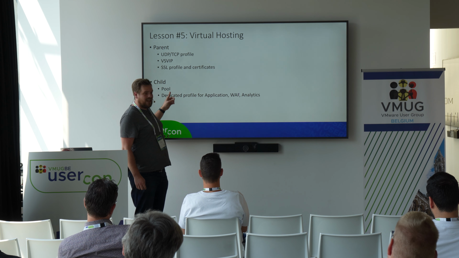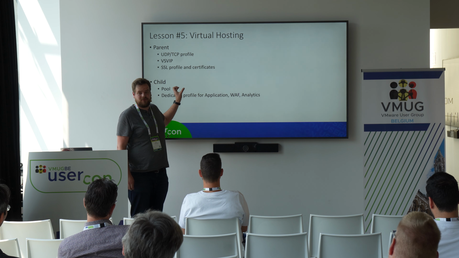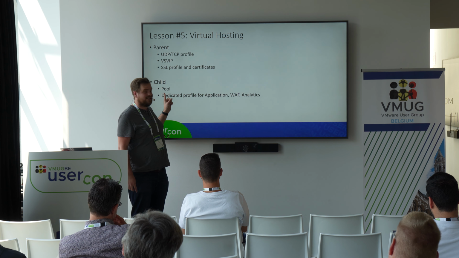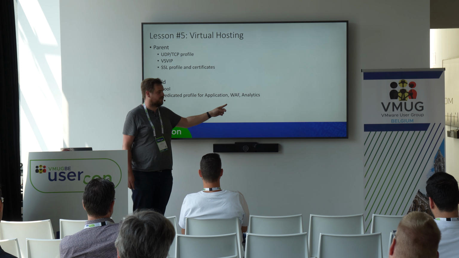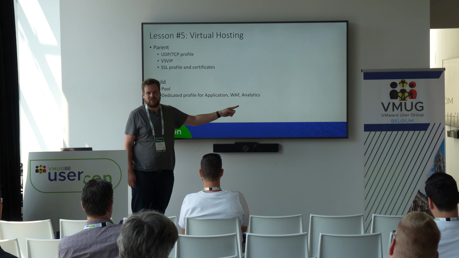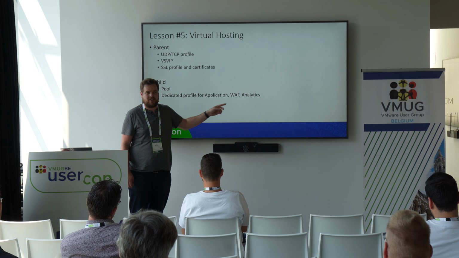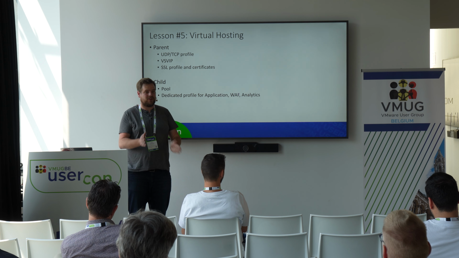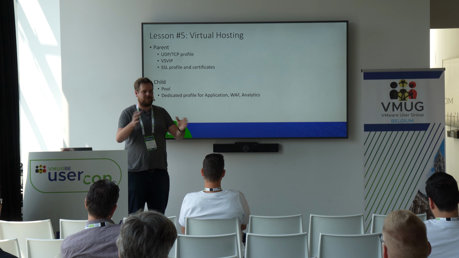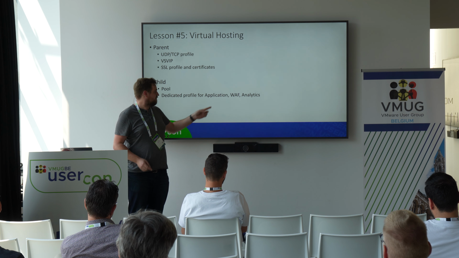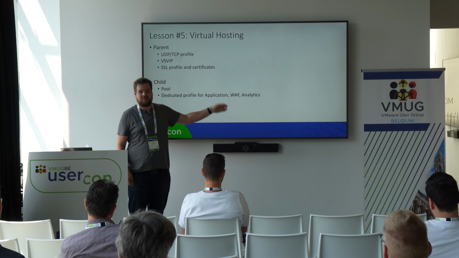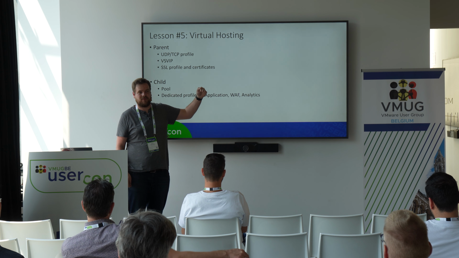Why is this useful? Well, every child has its own pool. And every child has dedicated settings for your application, for your web application firewall, and for your analytics. This can be useful. Why? You might have an application, for example, that runs on one FQDN, right? You have your root virtual service right there. And some applications that are running on that FQDN, they might need NTLM. Right. You use that analytics profile that is configured for NTLM.